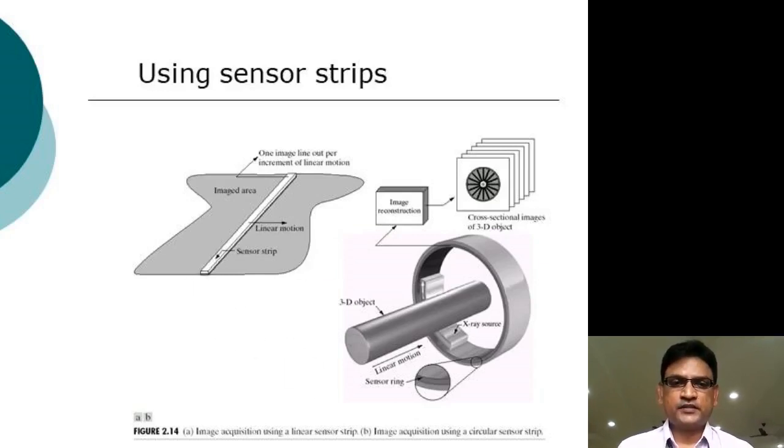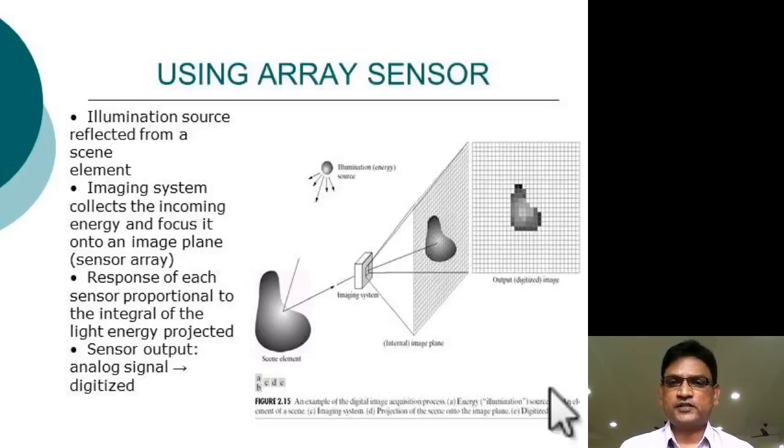And the next approach is using an array sensor. Here we can clearly understand the formation of a 2D digital image. So this is a source of light, just like cameras have a flashlight, and this is the object in the scene that is to be imaged. The energy from the source will fall on this object. Depending upon the nature of the object, this energy will be either absorbed or transmitted. That energy is then to be focused onto the image plane.